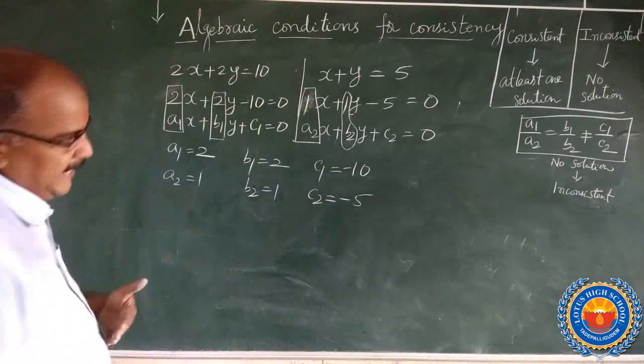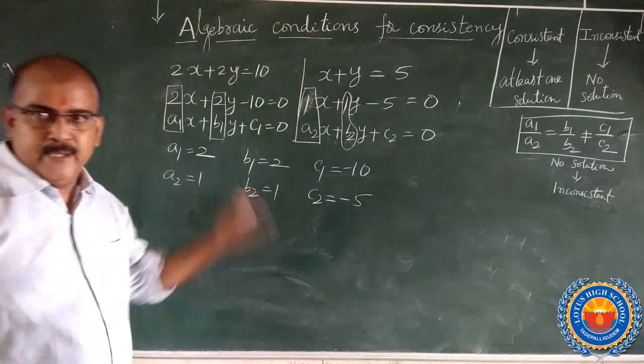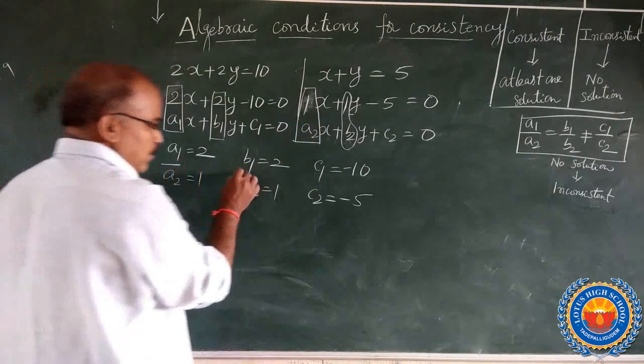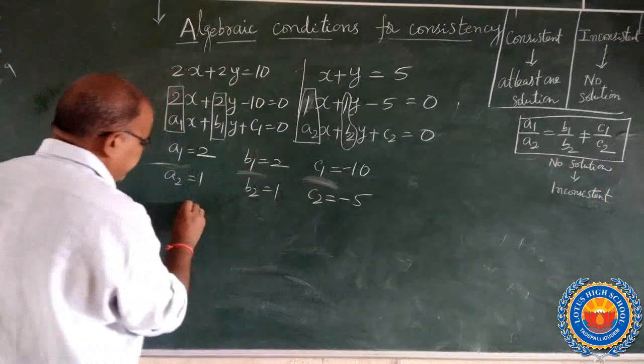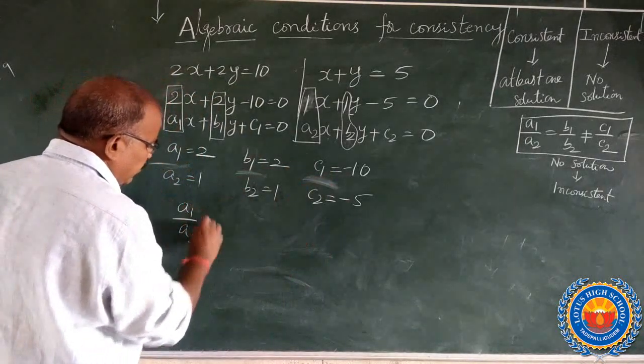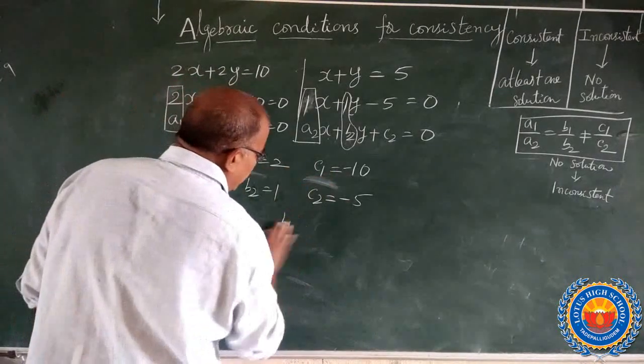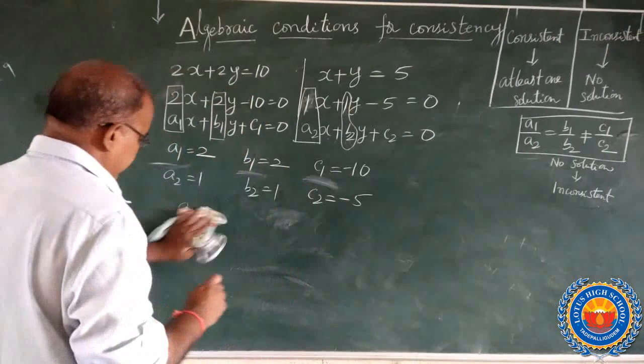Let us check once again: a1 by a2, b1 by b2, c1 by c2. I will write down a1 by a2 is equal to b1 by b2.